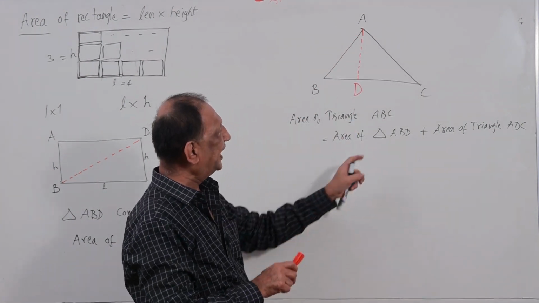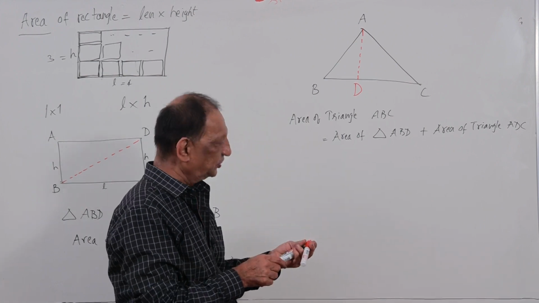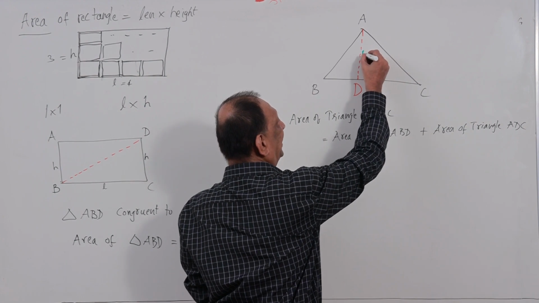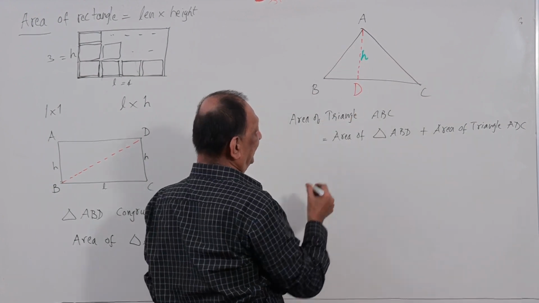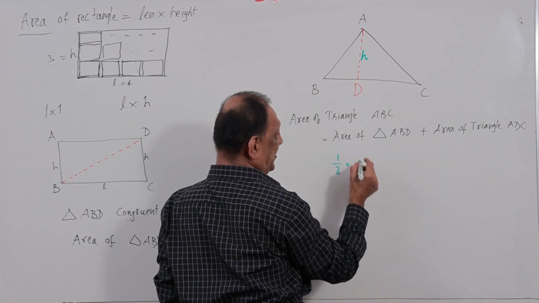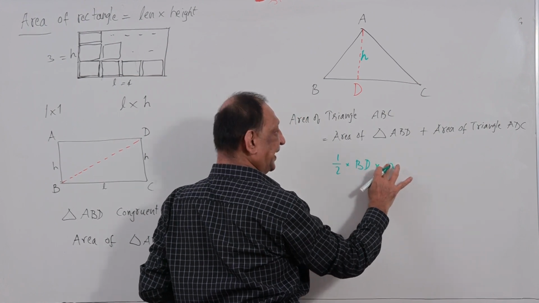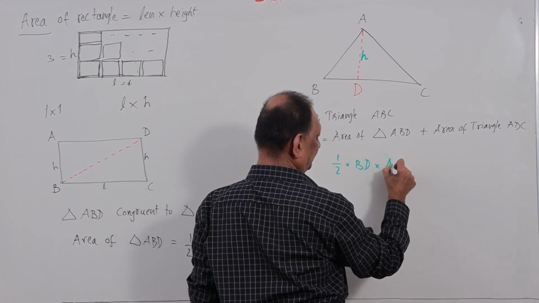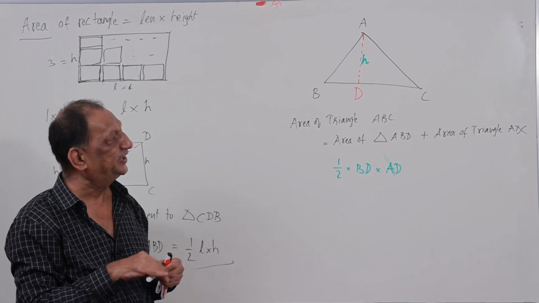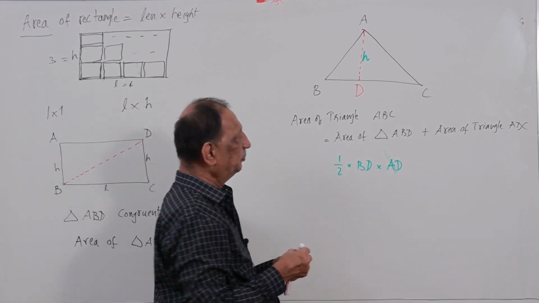Now what is the area of triangle ABD? I can find out very easily because it's a right angle triangle, right? So for the right angle triangle, remember, we need to have something called the height. So I'll call AD as the height. So what is this? This is half multiplied by length, which is BD, multiplied by height, H, or you can call it AD also. Half BD multiplied by AD will be the area of triangle ABD, because that is a right angle triangle.